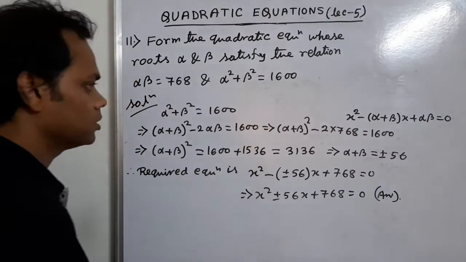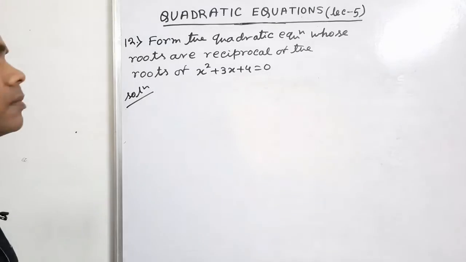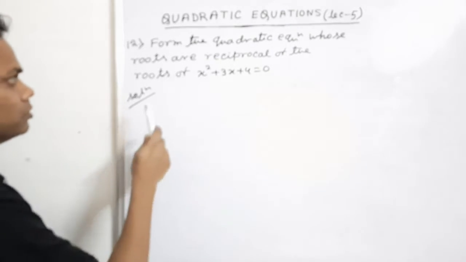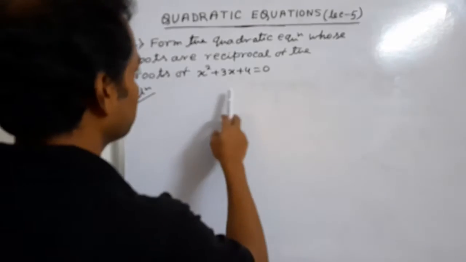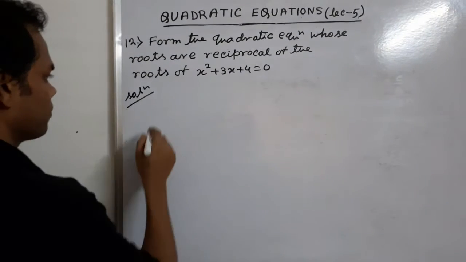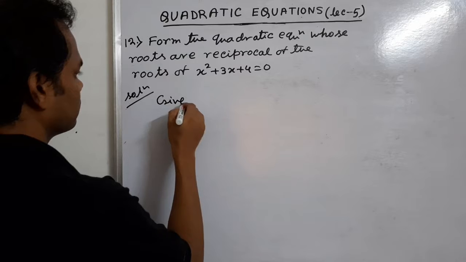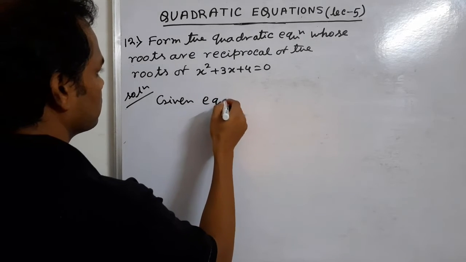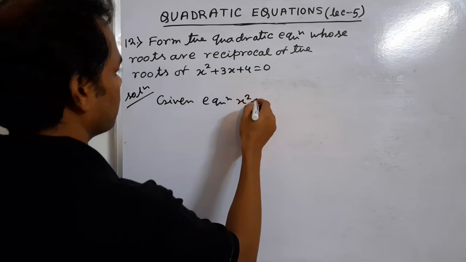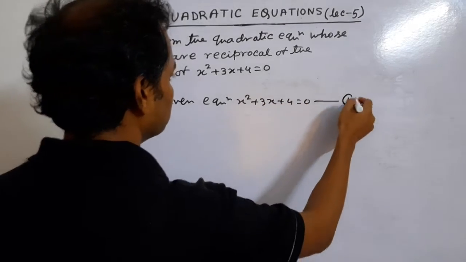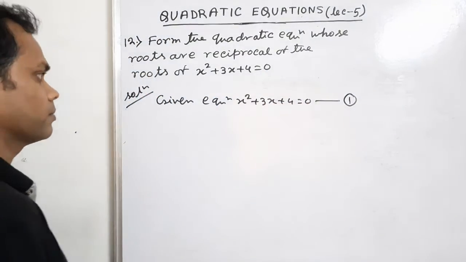And the next sum is: form the quadratic equation whose roots are reciprocals of the roots of x square plus 3x plus 4 equal to 0. Here the given equation is x square plus 3x plus 4 equal to 0.